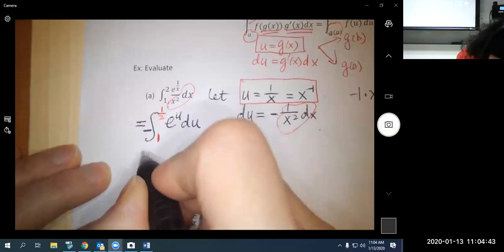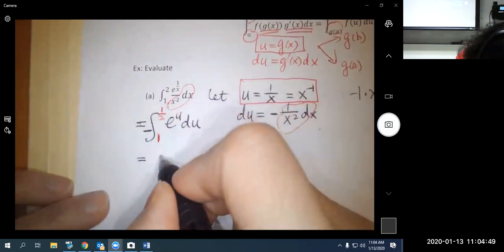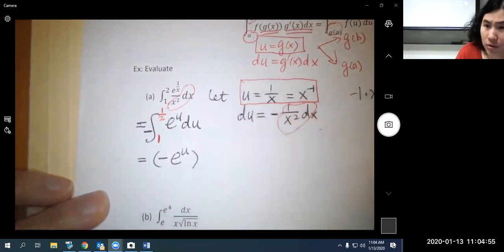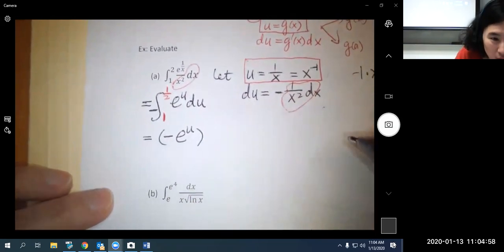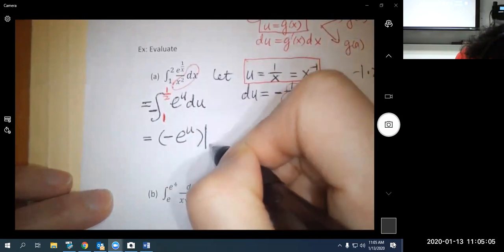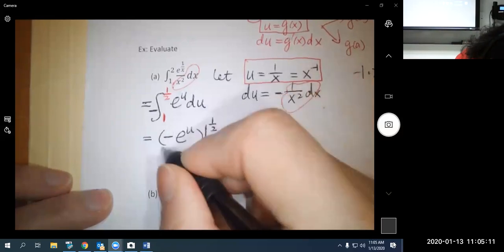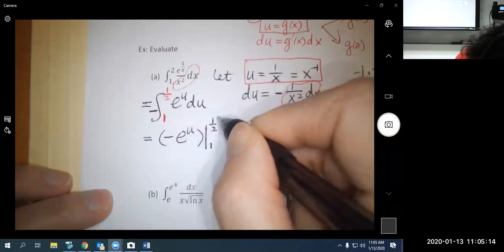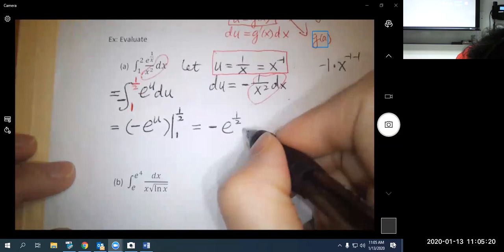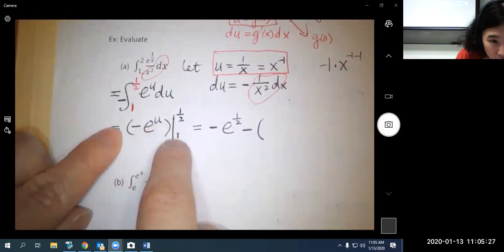This is easier. So e to the u power, what is the antiderivative? e to the u, right? And then we have a negative in front. So this is negative e to the u. And remember the substitution rule or the evaluation theorem? This is the antiderivative, capital F, right? We have to evaluate capital F from 1 to 1/2. So capital F evaluated at 1/2, when u equals 1/2, gives us negative e to the what? 1/2, right? And then minus negative e to the what? 1, right?